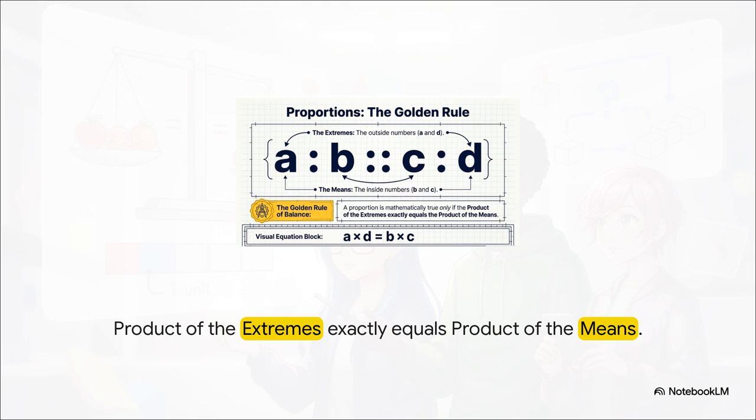The math here is just beautifully simple. A proportion is only true if the product of the extremes exactly equals the product of the means. In plain English, that means if you multiply the two outside numbers together, that result must equal the result of the two inside numbers multiplied together. If those two products match perfectly, congratulations, you have a true proportion.